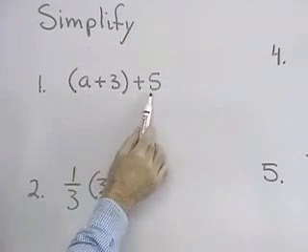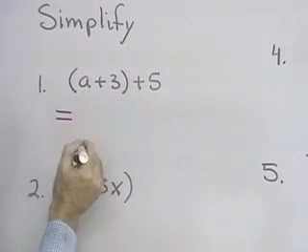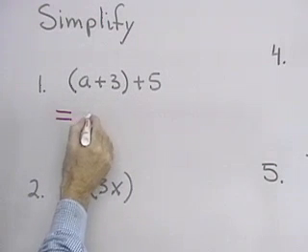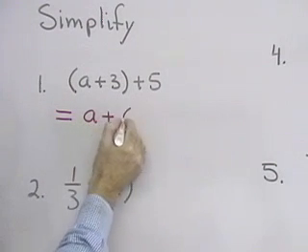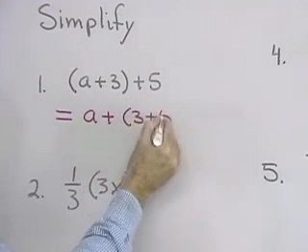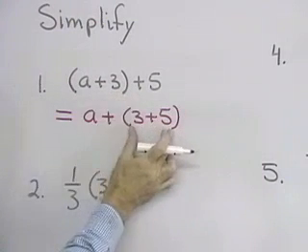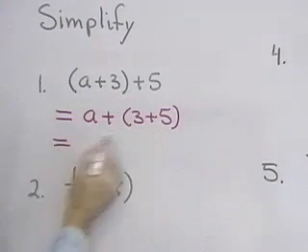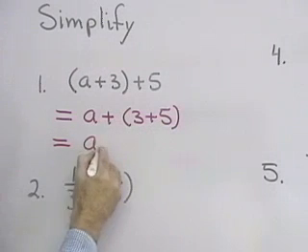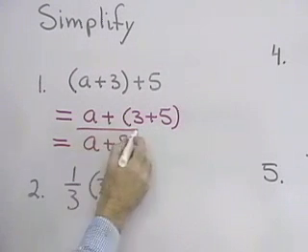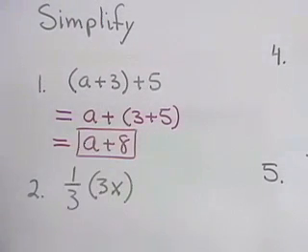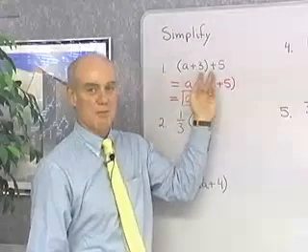What allows me to simplify this is the associative property of addition, and so I'm going to rewrite this sum as a plus the quantity 3 plus 5, using the associative property to change the grouping from a and 3 to 3 and 5. Now that I've grouped 3 and 5 together, I can simply add them: a plus 8. So a plus 8 is the simplified version of the quantity a plus 3, plus 5.